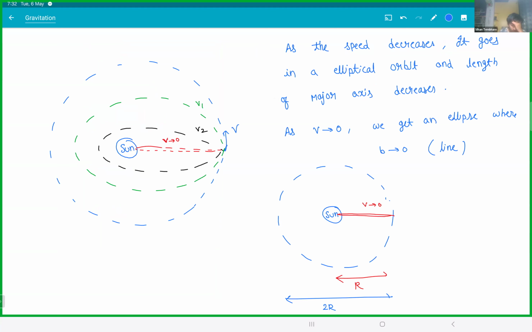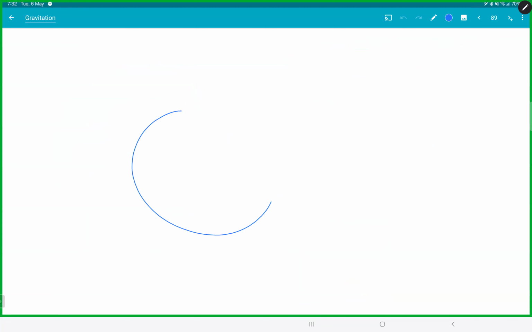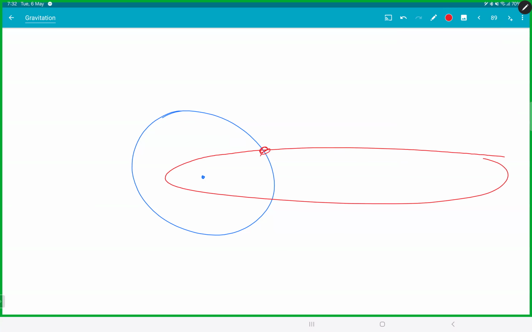Sir, so it will be an ellipse, right? So we decrease it by a small amount, it will take a round trip and come back in an ellipse. Yeah, you're saying ellipse, but this thing is going in an ellipse about the center, right? So the ellipse would look like this. It will crash with the sun. Okay, yeah.